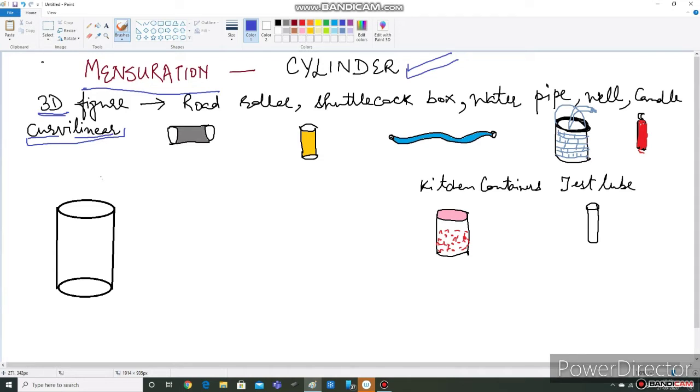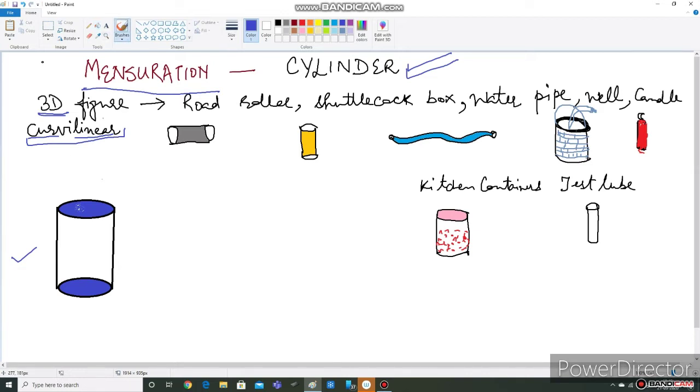Now here I have drawn this one as the standard shape of a cylinder. Okay, see, it has got curves on the top. It has got two circles. I'm talking about this circle, and about this circle, right? These are the two curved shape figures here.